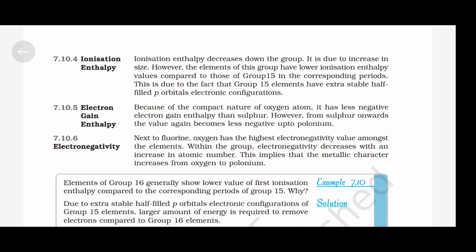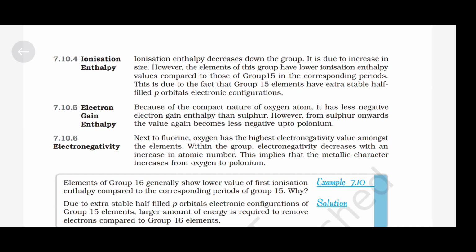However, the elements of this group have lower ionization enthalpy values compared to those of group 15 in the corresponding period. This is due to the fact that group 15 elements have extra stable half-filled p orbitals electronic configuration. Electron gain enthalpy. Because of the compact nature of the oxygen atom, it has less negative electron gain enthalpy than sulfur. However, from sulfur onwards, the value again becomes less negative up to polonium.